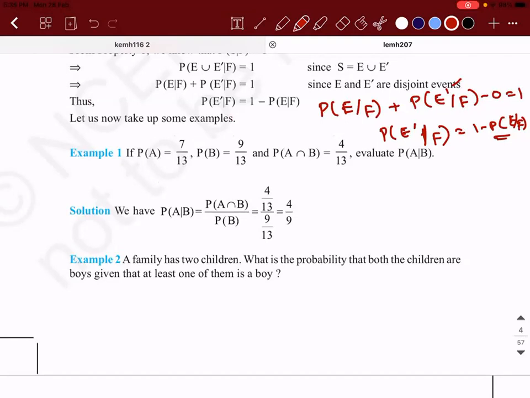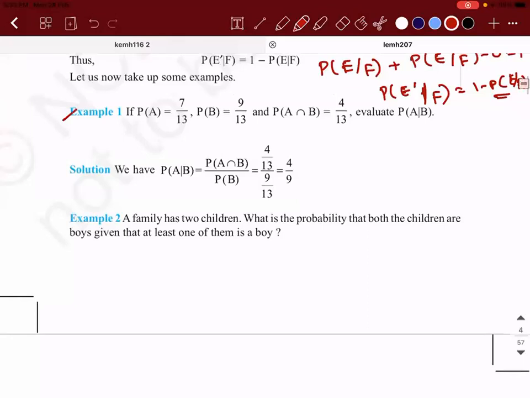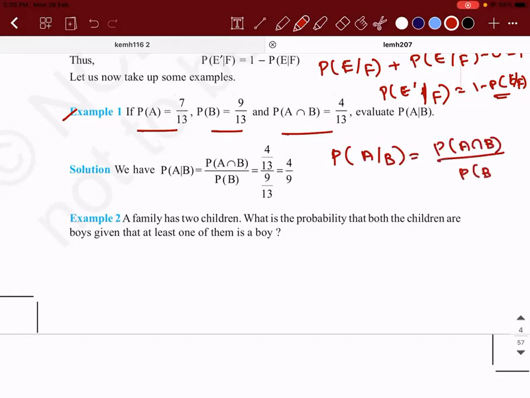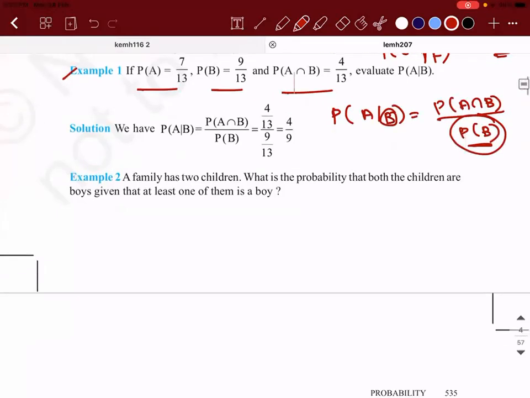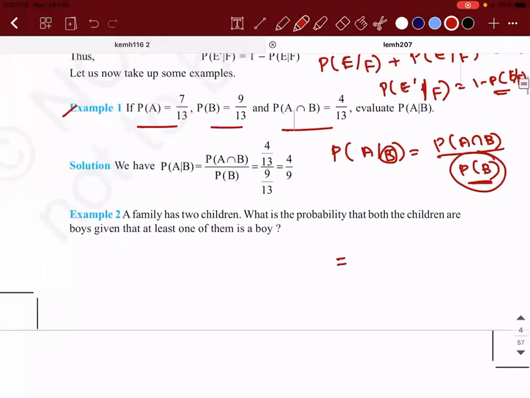Shall we solve them faster? So I'm sure you would have practiced, right? So example 1: probability of A is 7 by 13, probability of B is 9 by 13, probability of A intersection B is 4 by 13. So what is the probability of A given B? That is probability of A intersection B divided by probability of B. Guys, you know what will come in the denominator, right? Whatever is in the denominator here, write the same thing in the denominator here also. So probability of A intersection B is 4 by 13 divided by probability of B, 9 by 13. Answer will be 4 by 3. Sorry, 4 by 9.